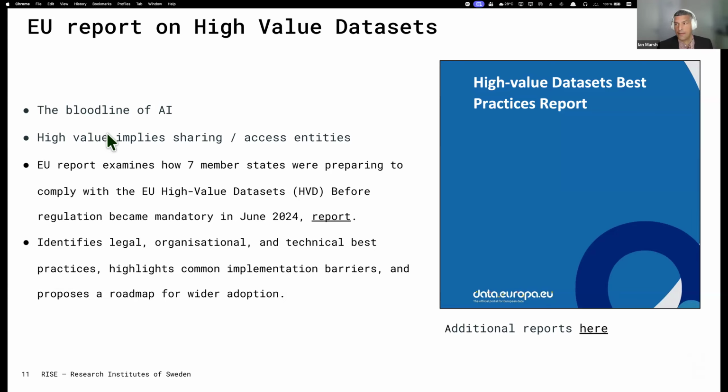So the EU looked at high value data sets. It took a slightly different approach to what we did, where they looked across seven different countries at what the needs are, what the approaches are, and they identified legal, organizational, technical practices, common implementation barriers, and a roadmap for wider adoption. It's a little bit different to ours, and I will come back to that.